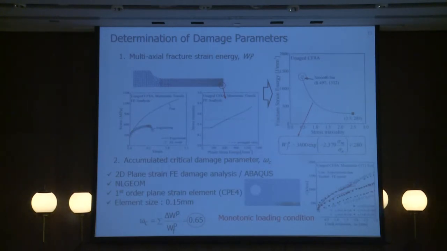Then we do the CT simulation to find the appropriate damage parameters. And the determined parameters are shown here. And by using these parameters, in the JR curve, this black circle shows the simulation result using these parameters.